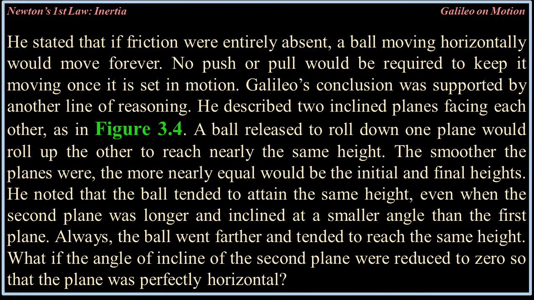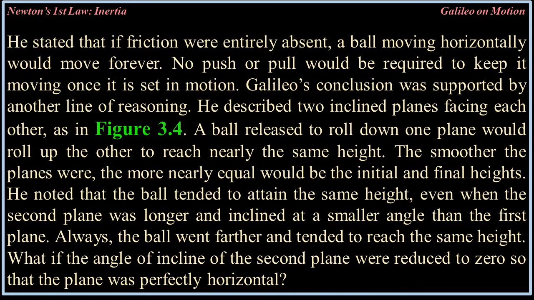He stated that if friction were entirely absent, a ball moving horizontally would move forever. No push or pull would be required to keep it moving once it is set in motion. Galileo's conclusion was supported by another line of reasoning. He described two inclined planes facing each other, as in figure 3.4. A ball released to roll down one plane would roll up the other to reach nearly the same height. The smoother the planes were, the more nearly equal would be the initial and final heights.